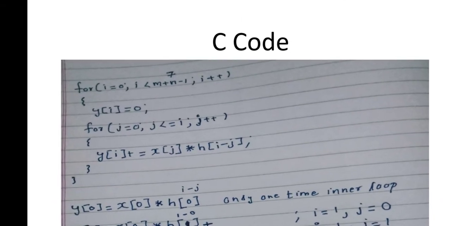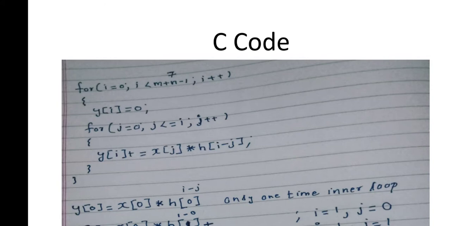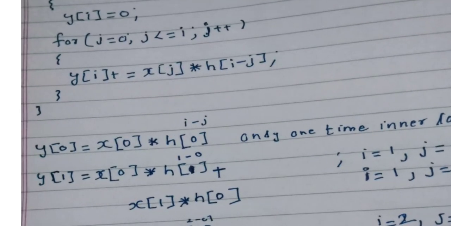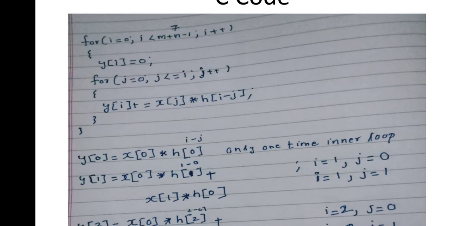The outside for loop will run for i equal to 0 to i less than 7, total 7 times. Then I made another for loop, for j equal to 0, j less than or equal to i, j plus plus. In the first case the i value is 0, so the j value is also 0. So 0 is less than or equal to 0, it satisfies the condition and enters the loop. What happens in the loop? y of i plus equal to x of j multiplied by h of i minus j. My j value here is 0, which gets multiplied with h of i minus j. What is my i value? 0. So 0 minus 0, I will get 0.